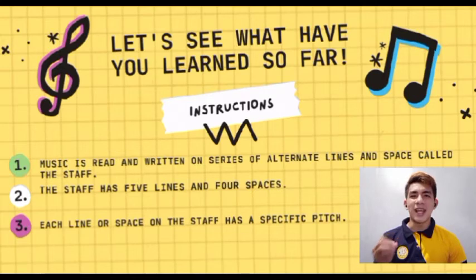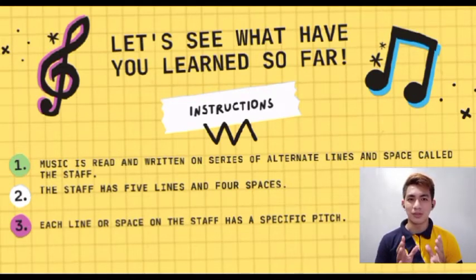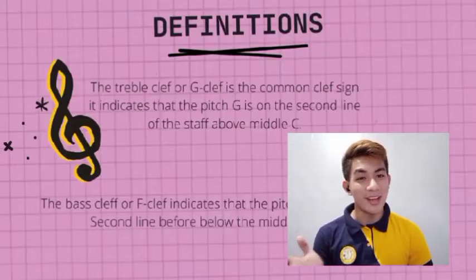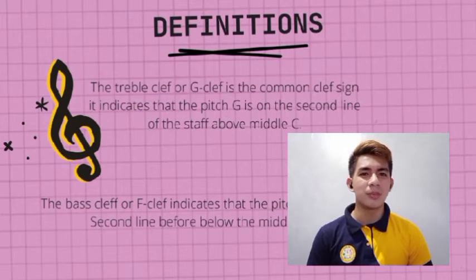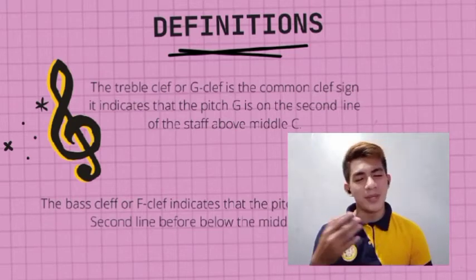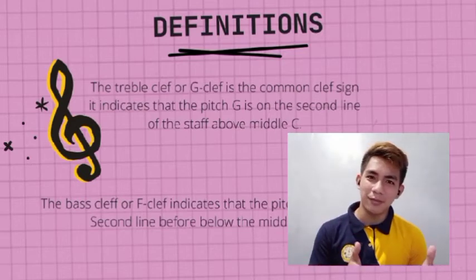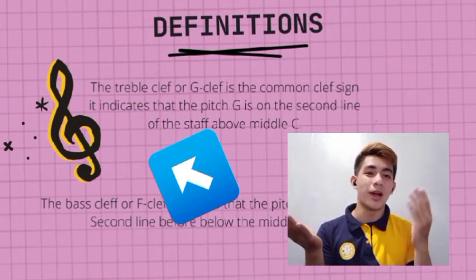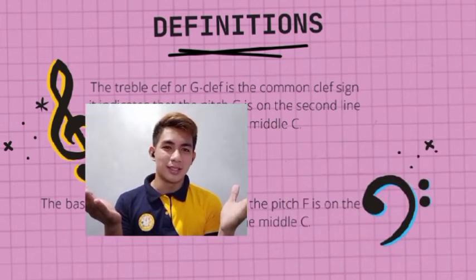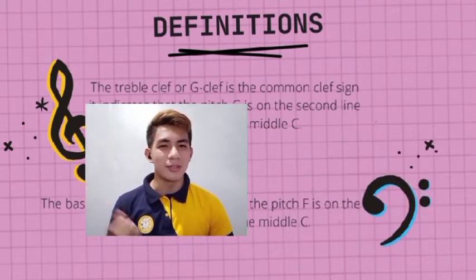The exact pitch or tone of a note is determined by another musical symbol called the clef. There are many kinds of clefs in music. The most familiar ones are the treble clef or G clef and the bass clef or what we call the F clef. Here is an example of the G clef and here is an example of the F clef. A different symbol, definitely.